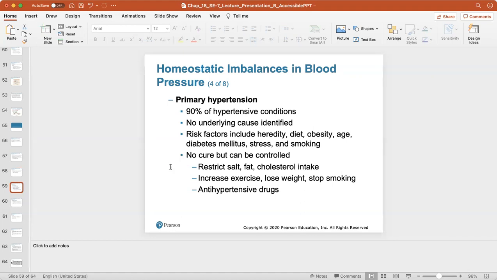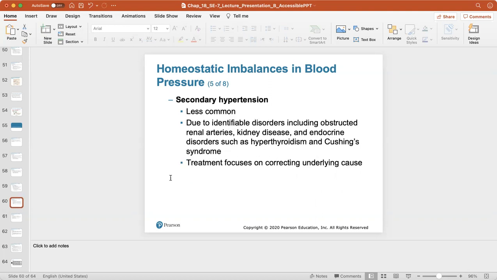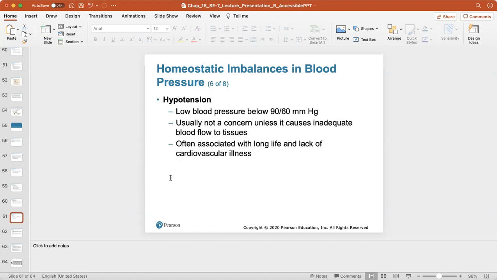There's no cure, but it can be controlled by restricting salt, fat, and cholesterol intake, increasing exercise, losing weight, stopping smoking, and taking an antihypertensive drug. Secondary hypertension is less common, and it's due to an identifiable disorder like an obstructed artery in your kidneys, kidney disease, or endocrine disorders such as hyperthyroidism or Cushing syndrome, and the treatment focuses on correcting the underlying cause.